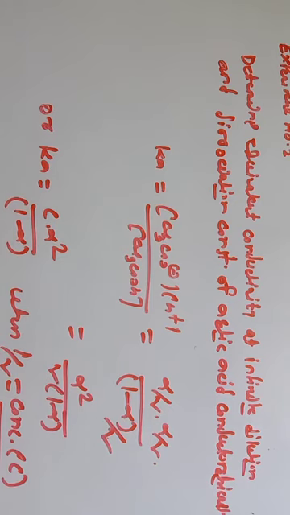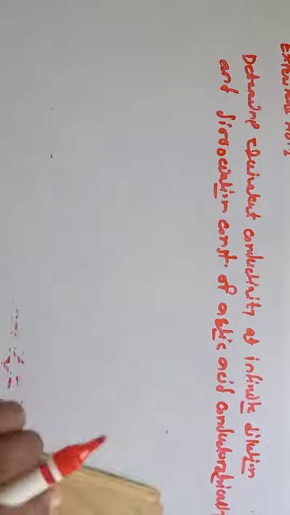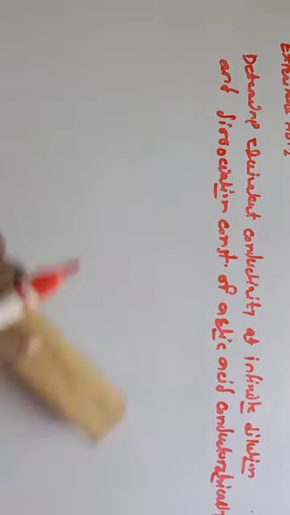And with the help of this equation we can easily find out the degree of dissociation after the conductivity measurement. If you know the value of the degree of dissociation and the concentration is given, we can easily find out the dissociation constant for this acetic acid. So let's discuss the practical procedure for this determination.